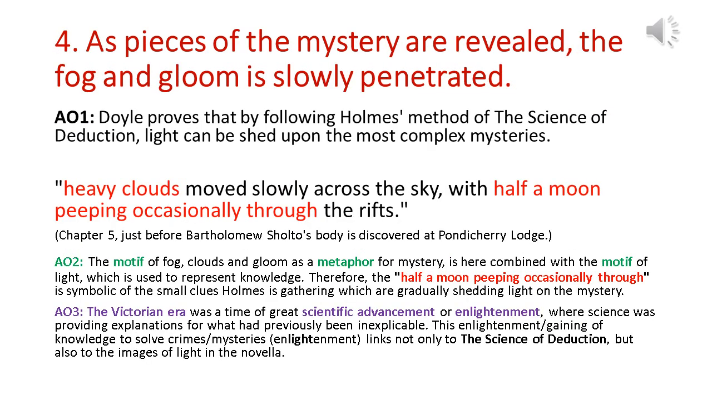Okay, point number 4 that you could make in an essay about setting is that as pieces of the mystery are revealed, the fog and gloom is slowly penetrated. So Doyle seems to be proving that by following Holmes's method of the science of deduction, light can be shed upon the most complex mysteries. So in chapter 5, when they arrive at Pondicherry Lodge, we're told that heavy clouds moved slowly across the sky, with half a moon peeping occasionally through the rifts.